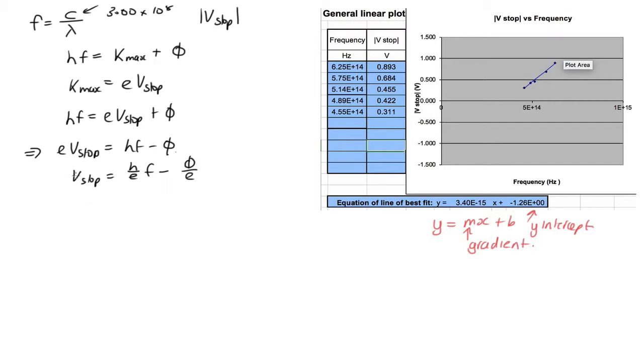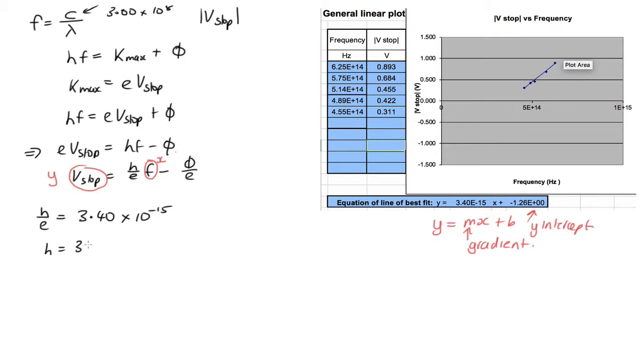So now I've put V_stop on my y-axis, so this thing here is my y, and I've put the frequency on the x-axis, so this thing here is my x. So equating this with this over here, where I've got actual numbers, is going to give me my values. So h over e is, according to my plot, 3.40 times 10 to the minus 15, where h is Planck's constant and e is the charge on the electron. So I can actually use my graph here to measure what Planck's constant is.